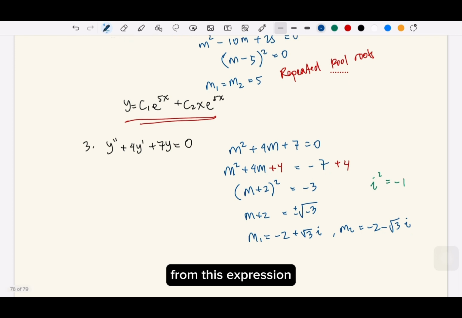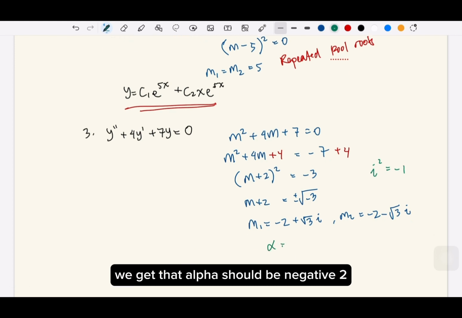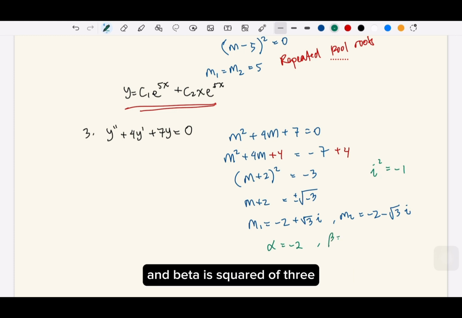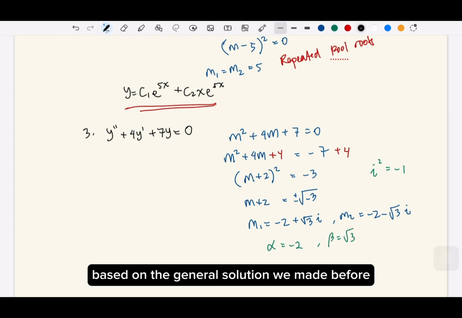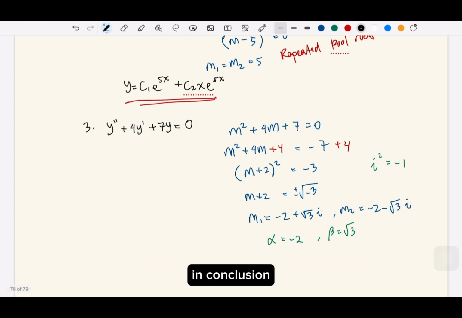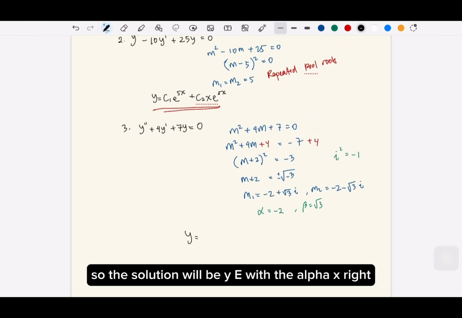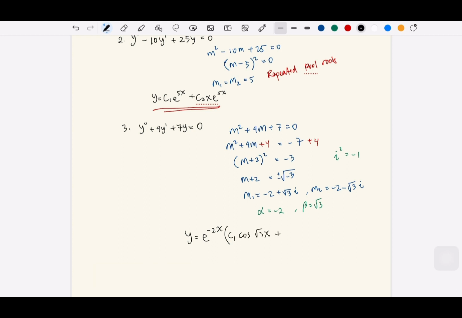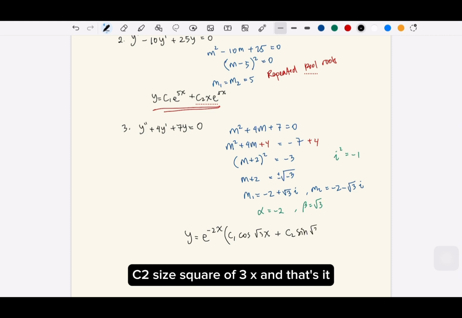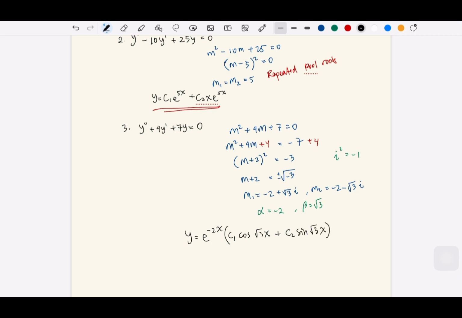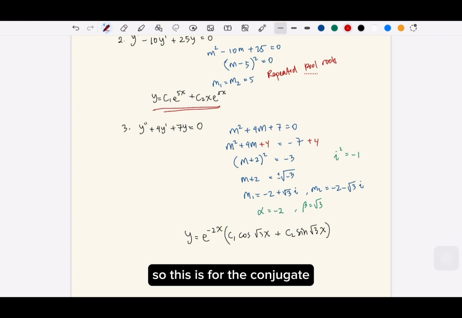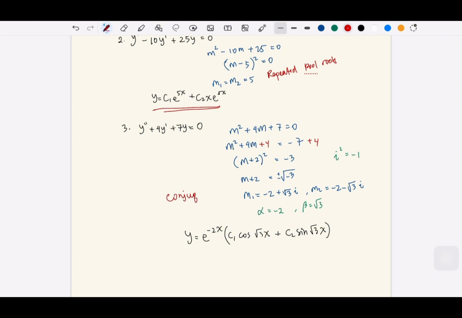So from this expression, we get that alpha is negative 2 and beta is square root of 3. Based on the general solution we made before, the solution will be y equals e to the alpha x, and then we have c1 cosine square root of 3 x plus c2 sine square root of 3 x, and that's it. So this is for the conjugate complex roots.